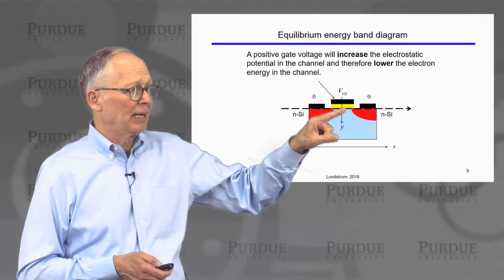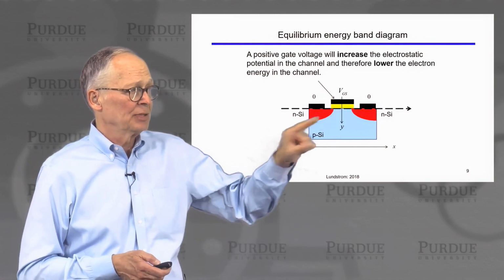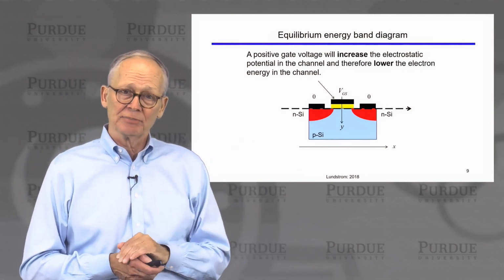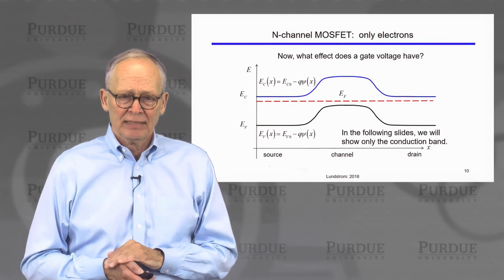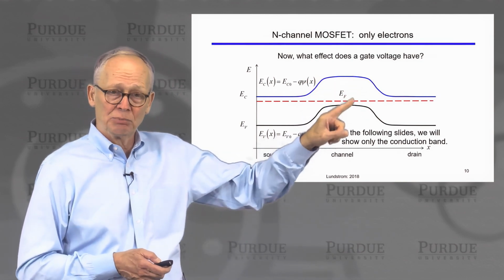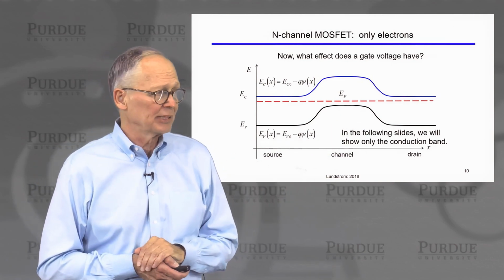Well, we know that a positive gate voltage is going to increase the electrostatic potential in the channel, or lower the energy in the channel. So if we take a look at this, we're going to lower the energy in the channel, so we're going to pull all of these bands down with the gate voltage.